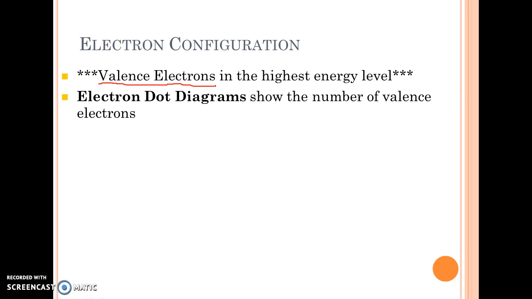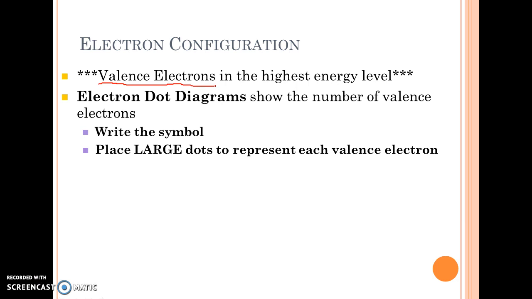Electron dot diagrams are very similar to the Bohr model. However, we are not going to draw the entire atom as we did in the Bohr model. Here, we're only going to write the symbol of the element, and then we're going to use large dots to represent each valence electron that element has. Just like in electron configuration, we have to put one dot on each side of the atom before we can start doubling them up.